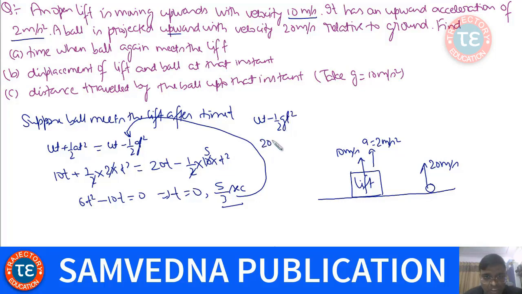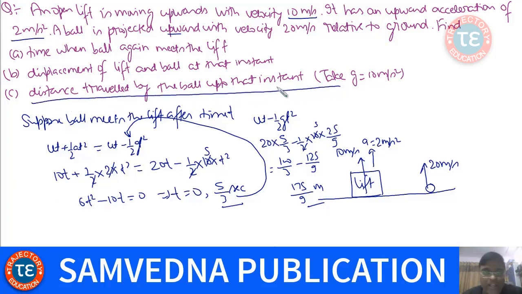Say I put it over here. So u is 20 into 5 by 3, and 25 by 9. So that will be what? 100 by 3. This will be 125 by 9. So that will be 300 by 9. So 300 minus 125 is 175 by 9 meter, right? That will be displacement. And the question says distance traveled by ball up till that extent.